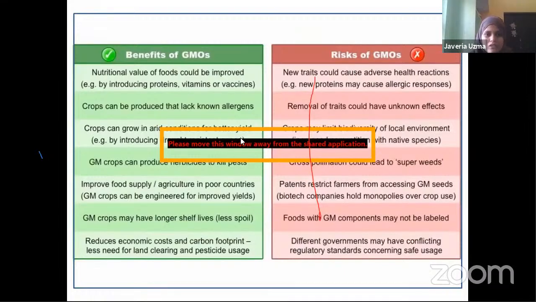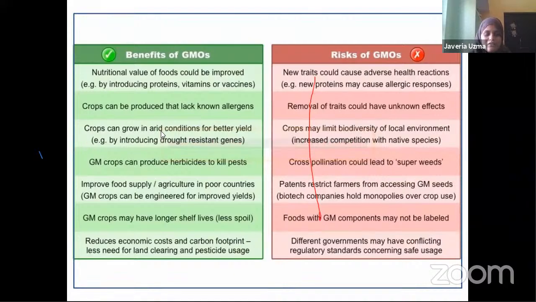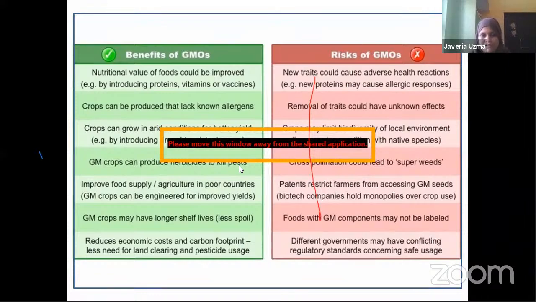Then crops can be grown in arid conditions, like in dry conditions also. If you introduce any drought resistant gene or saline resistant gene or flood resistant gene, you can grow those plants even in floods or mangroves or in drought affected areas. So they give better yield even in arid regions. In dry regions, if you have drought resistant plants, they will give better yield and productivity. Then GM crops can resist herbicides used to kill weeds, like we have seen herbicide resistant plants. Then this is the most important one, that they improve the food supply in poor countries.